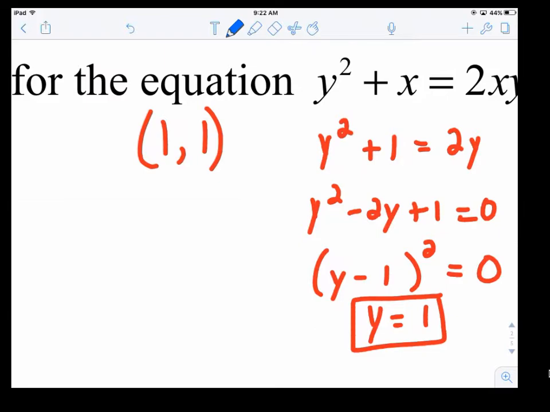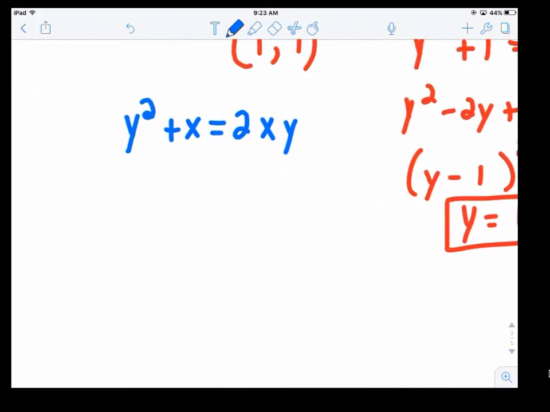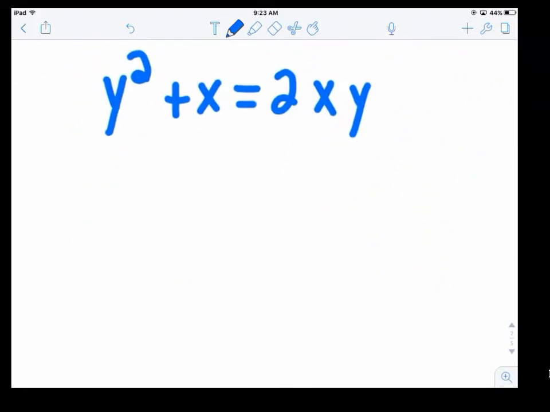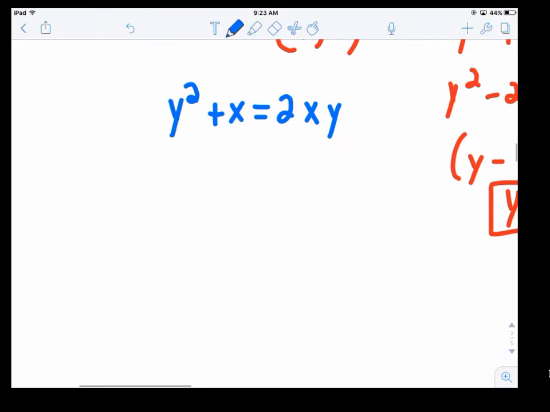All right, so just because they don't give you a piece of information doesn't mean you can't find it. All right, so derivative of y squared would be what? Okay. And then derivative of x is just 1.